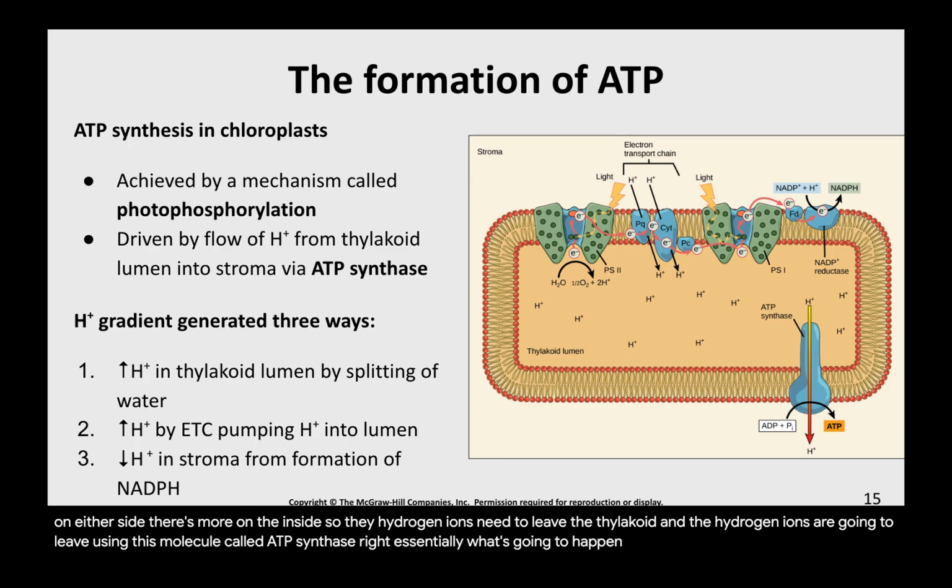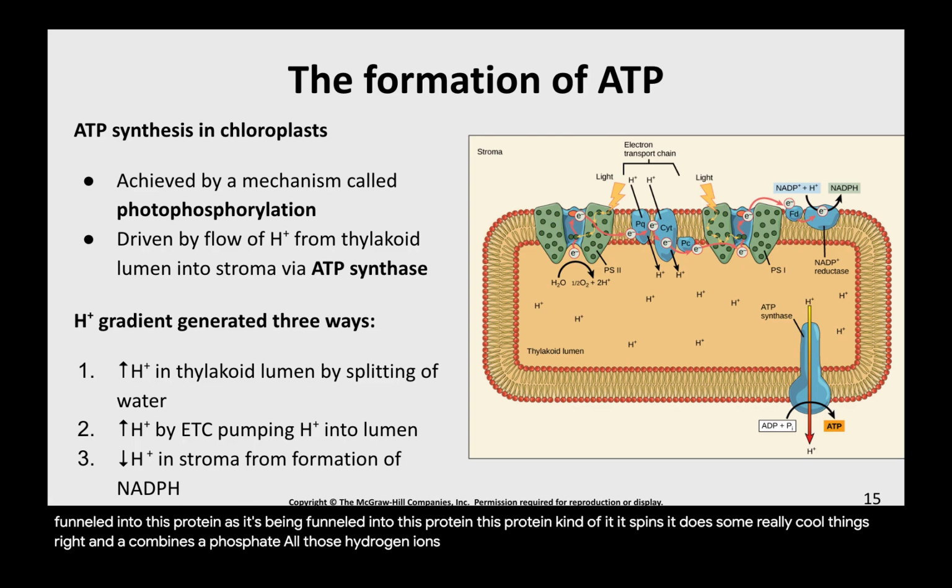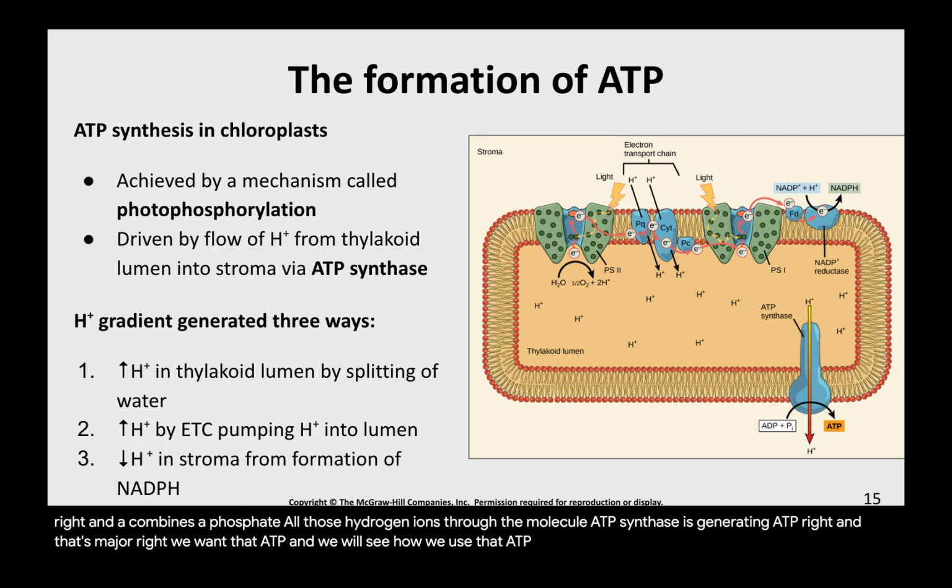Essentially what's going to happen is these hydrogen ions are going to be funneled into this protein. As they're being funneled into this protein, it spins, it does some really cool things, and it combines a phosphate group with ADP, and the result is ATP. So the movement of those hydrogen ions through the molecule ATP synthase is generating ATP. And that's major. We want that ATP. And we will see how we use that ATP in the Calvin cycle in the dark reactions.